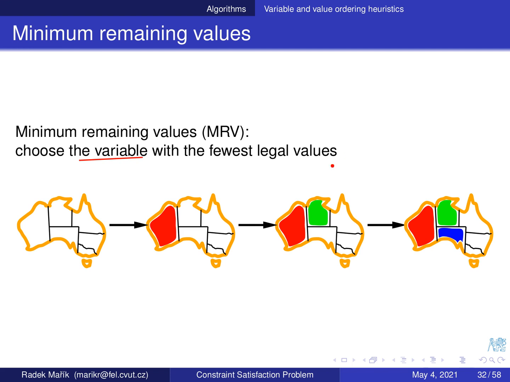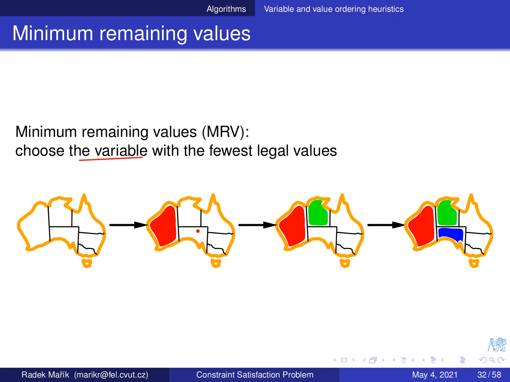For example, having this, let's say we select this country, then we can select either this or this. So basically the green one, and as you can see, the blue has basically only one legal value that is remaining. So that variable is selected as the next one.